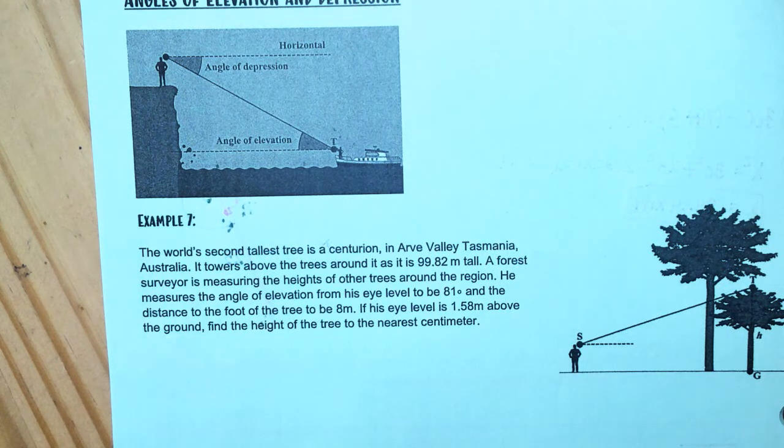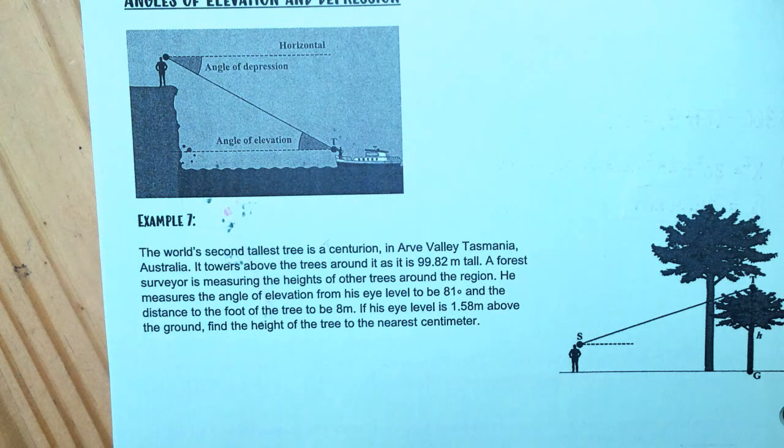All right, so the world's second tallest tree is somewhere in my paper. Oh my gosh, do I need to pause this so I can find, oh, there it is. The world's second largest tree. There we go. The world's second largest tree is in Centurion in R Valley, Tasmania, Australia. Oh my gosh, y'all, I'm not a reader.